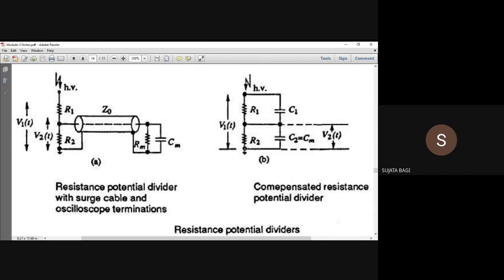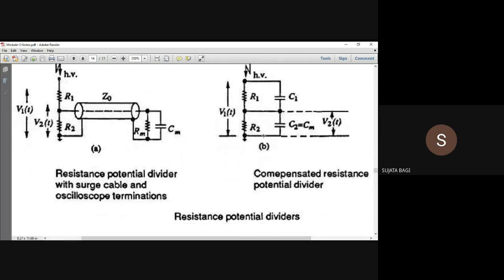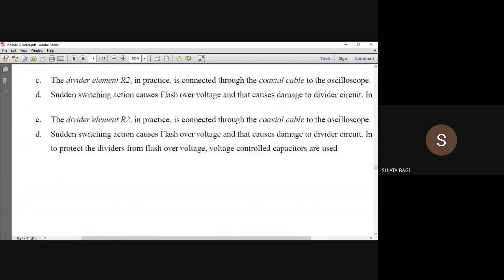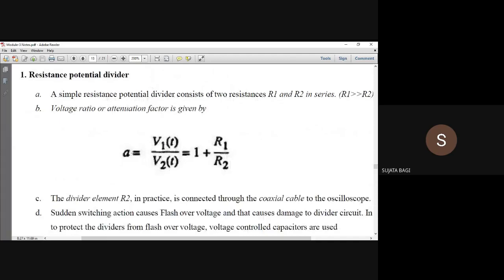This is the compensated resistance potential divider. Before compensating, this is the resistance potential divider with surge cable and oscilloscope terminators. If any high voltage surges occur, to protect these resistances, capacitances are connected across them in the compensated network. If you see this equation, it is the attenuation factor: alpha equals 1 plus R1 by R2. This is all about the resistance potential divider.